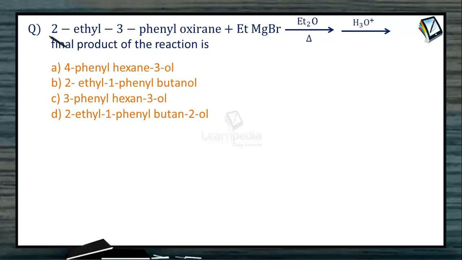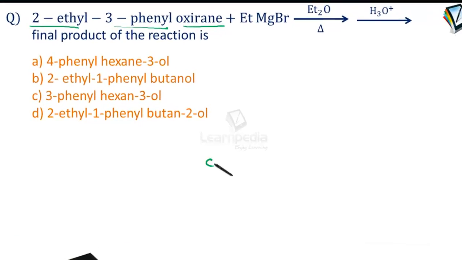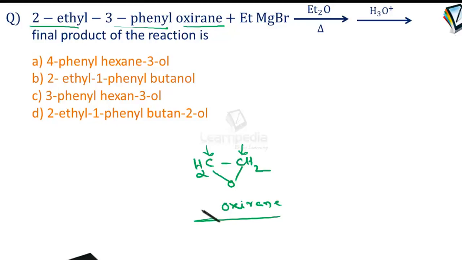And the next question, 2-ethyl and 3-phenyl oxirane. What is it? Oxirane, ethylene oxide or ethylene epoxide. This is called oxirane. But on this carbon and on this carbon there are substituents. So the starting material is 2-ethyl. So here is the ethyl group that is placed, CH2, CH3, and 3-phenyl.